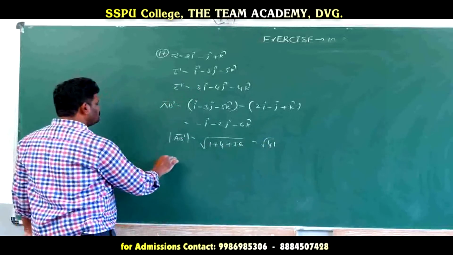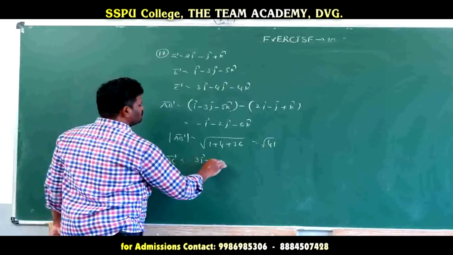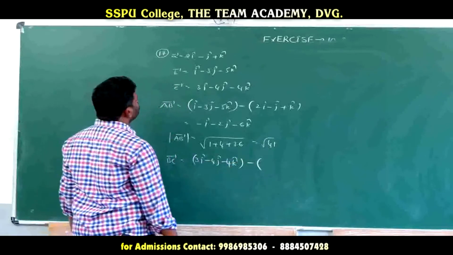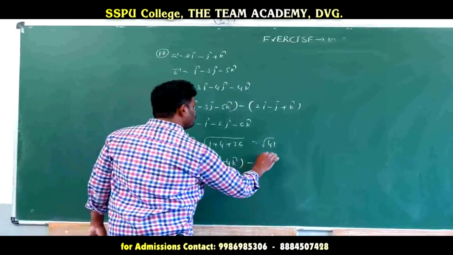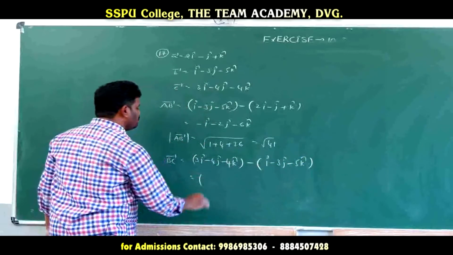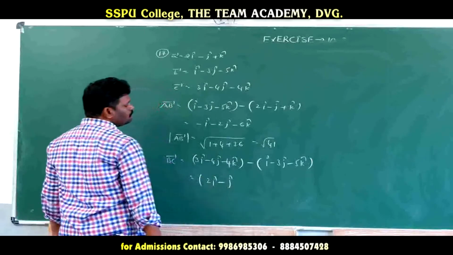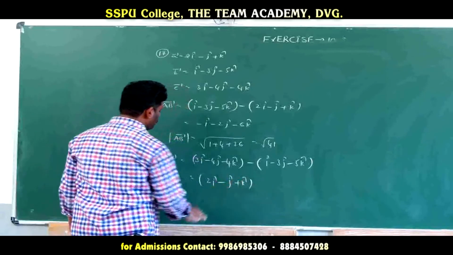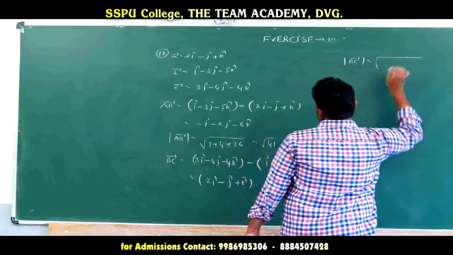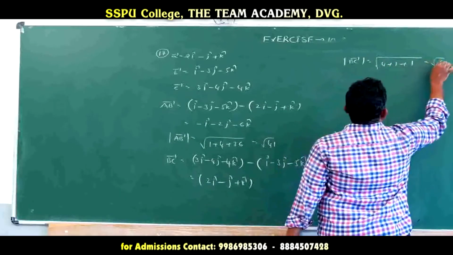Again, for the BC vector: C is 3i cap minus 4j cap minus 4k cap, minus B, which is i cap minus 3j cap minus 5k cap. That is 3i minus i, which is 2i cap, minus 4j plus 3j, which is minus j cap, and plus k cap. The magnitude of BC is the square root of 4 plus 1 plus 1, which is root 6.